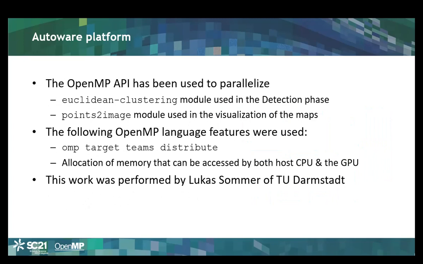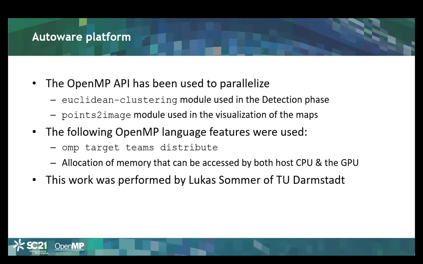So the OpenMP API has been used to parallelize two modules in this system. First, the Euclidean clustering module, which is used for object detection based on the Euclidean clustering algorithm. And the second is the points-to-image module, which is used in the visualization of the maps.